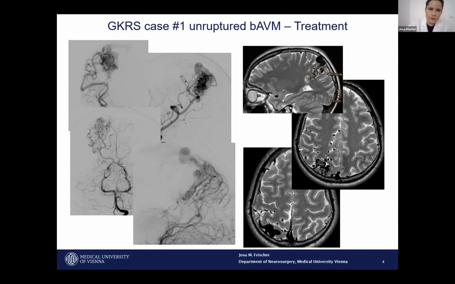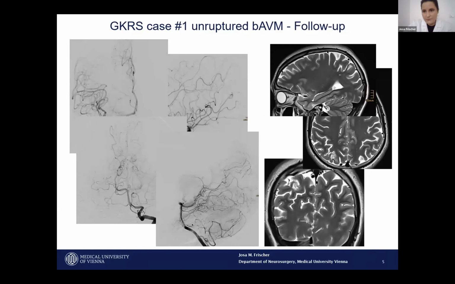I did it in one go with 20 gray on the 50% isodose line. Due to some patient-related factors, he didn't show up for 2 to 3 years of follow-up. Then we called him, and the brain MRI 2.5 years later already showed obliteration, and we could verify that by an angiography 3.5 years later. So this was totally obliterated after one Gamma Knife treatment.